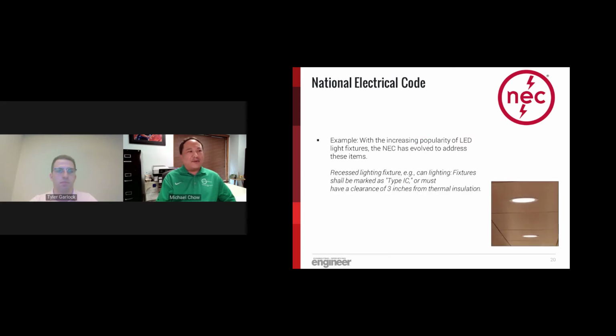So what would be an example? With LEDs becoming more popular, the NEC has addressed the use of LEDs and also CAN lighting fixtures. There's a requirement that if a CAN lighting fixture actually touches thermal insulation, then it needs to be IC rated. And it will say that right on the fixture, and IC just means insulation contact. If it doesn't have that rating, then it needs to be at least 3 inches away from any thermal insulation.